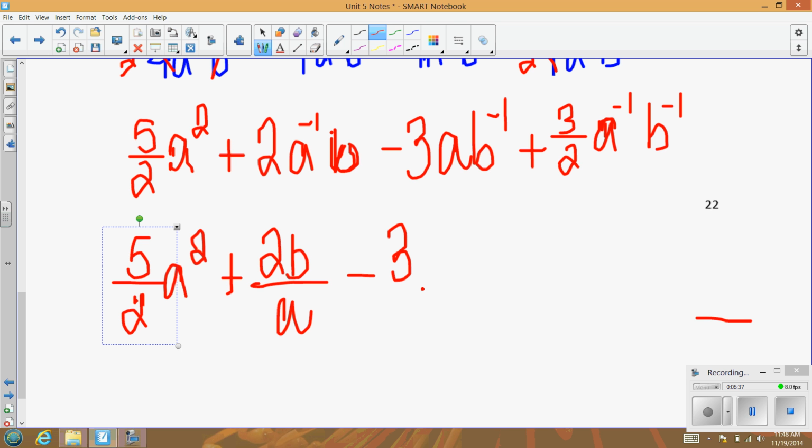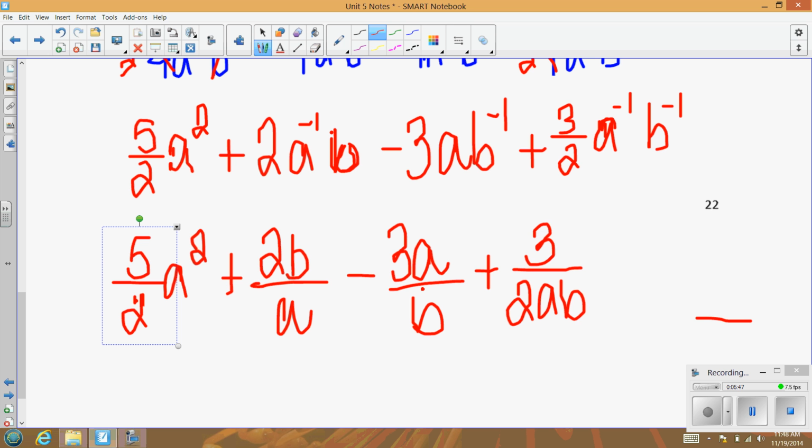The next term will then be 3a over b. And then here I'm going to actually just have 3 on top. And then down on the bottom with 2, I'm going to have a and b because those both have an exponent of negative 1. So that's it for that.